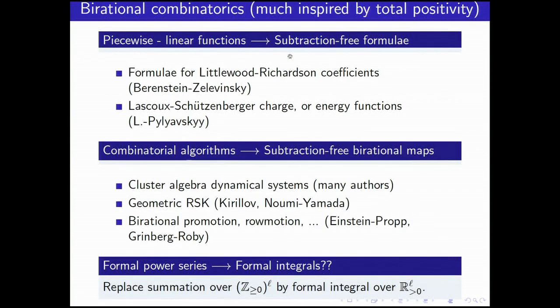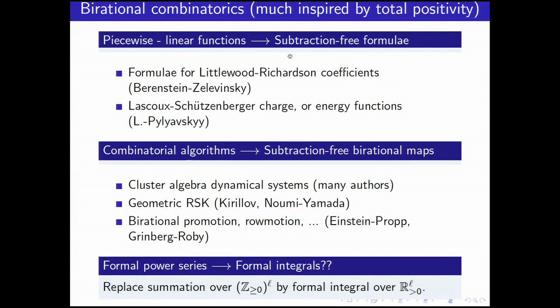So let me say a bit about what this integral formula means to me. As I said, this theory of total positivity and this transformation of the semi-group generators I mentioned in the beginning started a movement in combinatorics to convert piecewise linear things to birational things. I explained that if you're given a birational formula, you can tropicalize it by this formal substitution where you replace addition by minimum, product by plus, and so on.